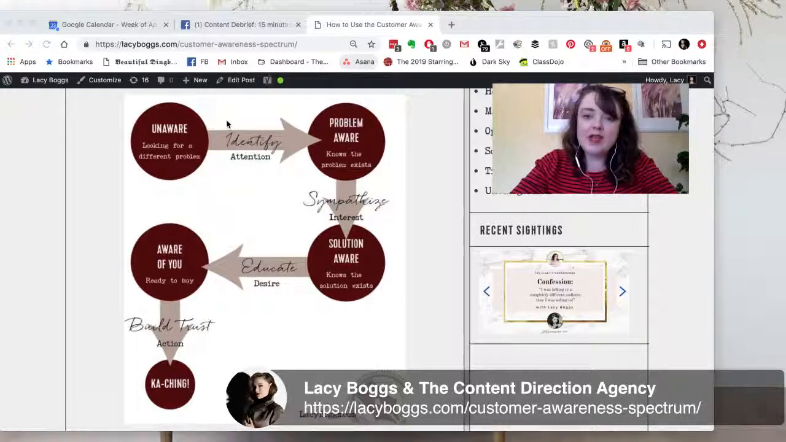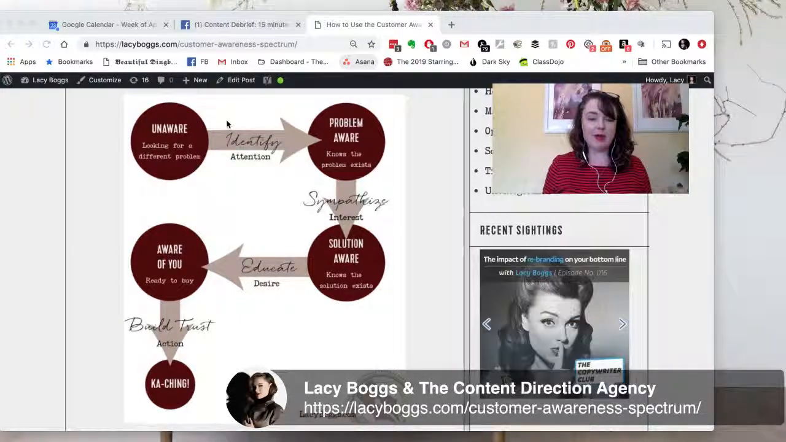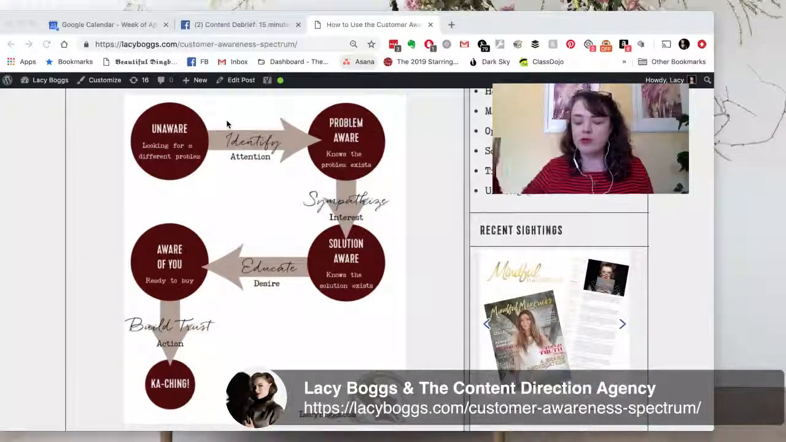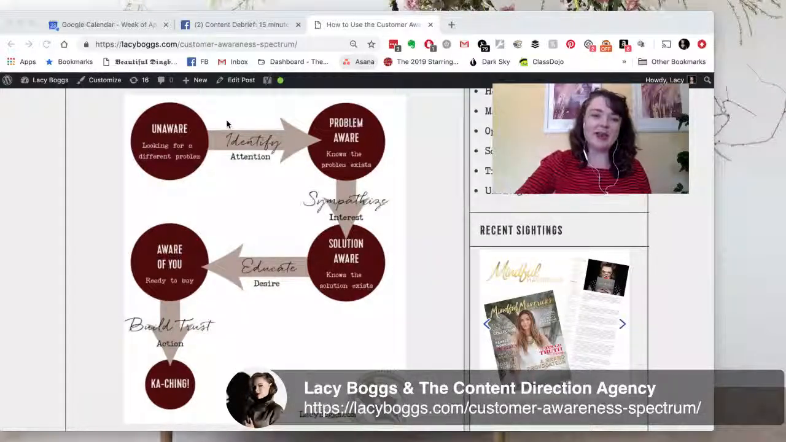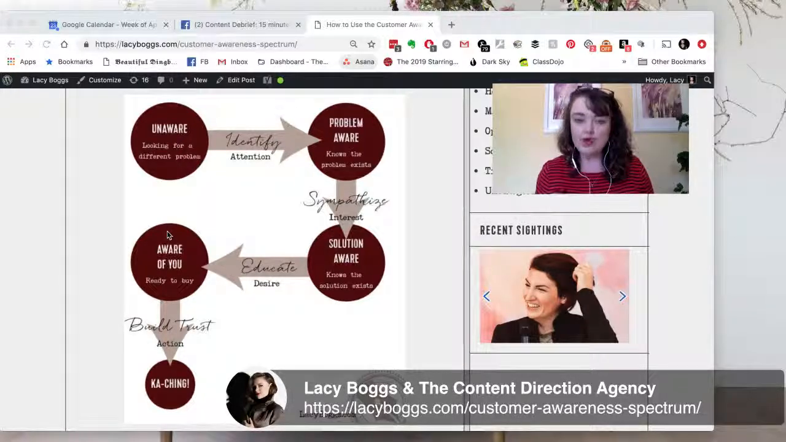People are going to find you at different stages. Some people are going to know a ton about you, right? Maybe they've been watching you on Facebook for a while or whatever. They know all about you. It's your best friend's girlfriend's brother's cousin. And they're going to come in at this aware of you stage right here. These people are your early adopters. These people are going to be ready to buy as soon as you say what you have to sell.